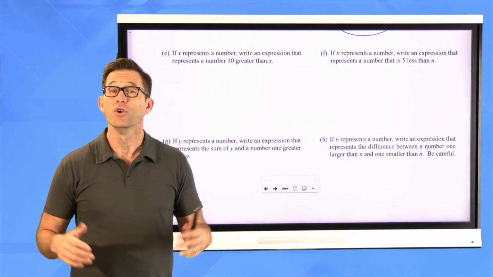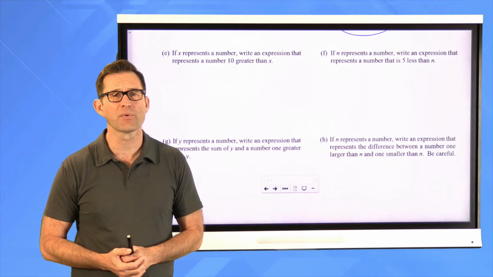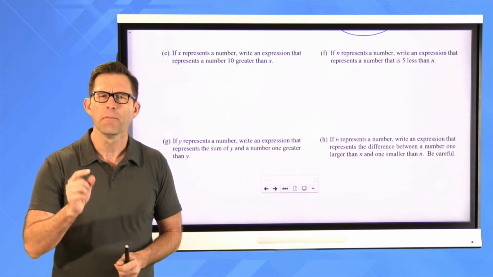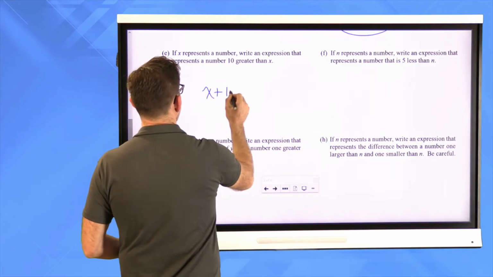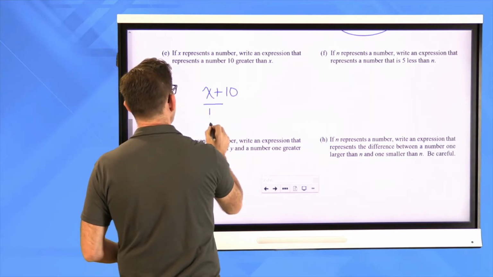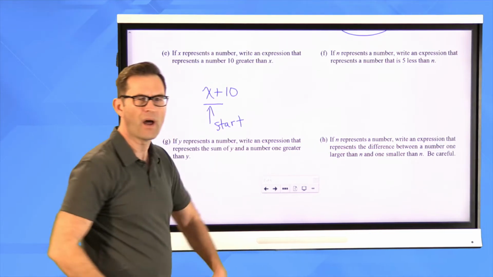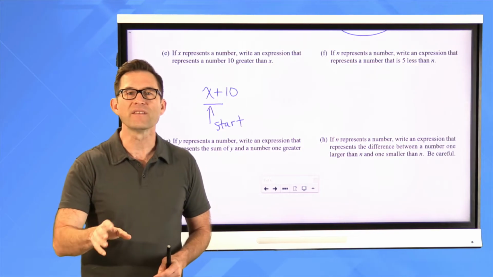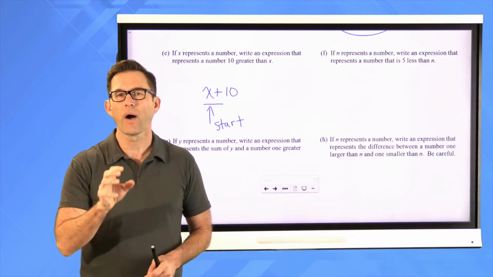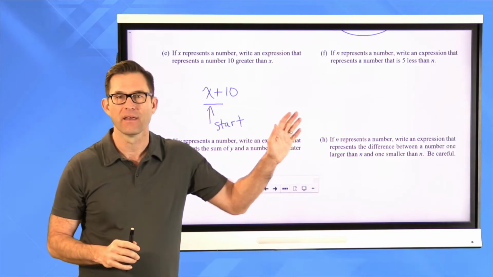Now again, due to the commutative property of addition, technically you could have 10 plus x or x plus 10, but I really want you to have x plus 10, right? Because this is what you're starting with. That's your number. I'm starting with this unknown number x, and I want something 10 greater than it, so I have to add 10 to x, x plus 10.